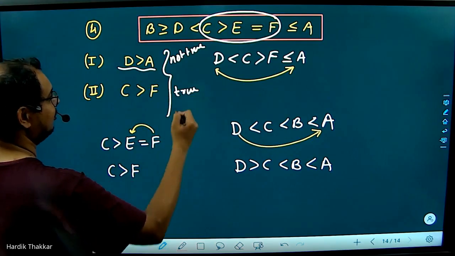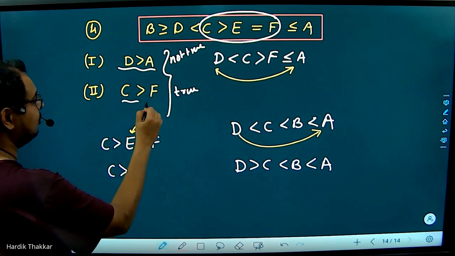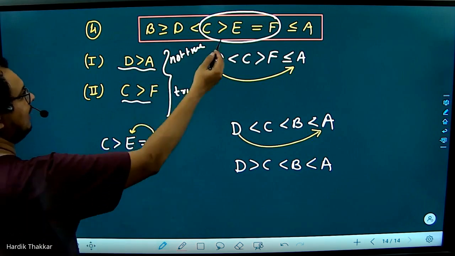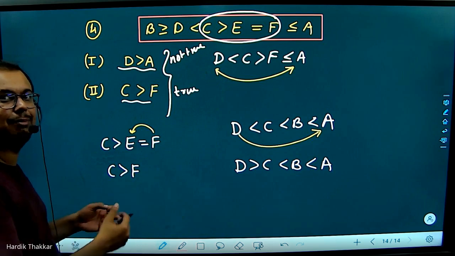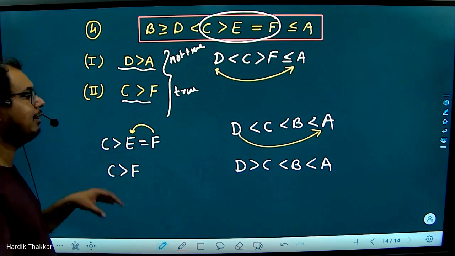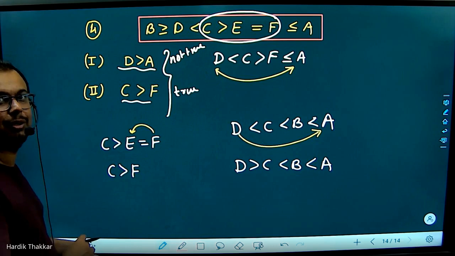So this conclusion is true. Whichever conclusion is there, you have to check that conclusion according to the statement. If you are getting same side, same facing symbols, then we can draw any conclusion.